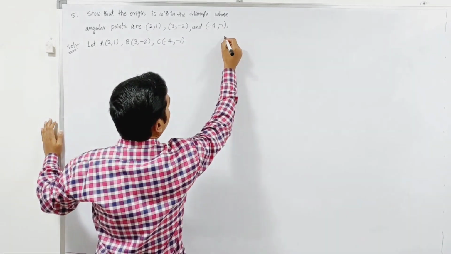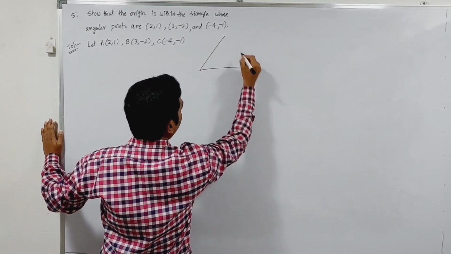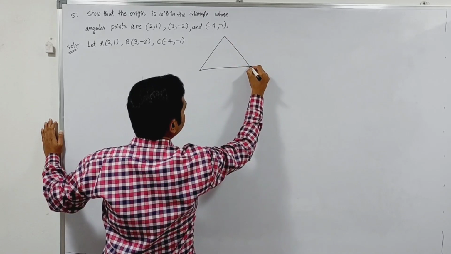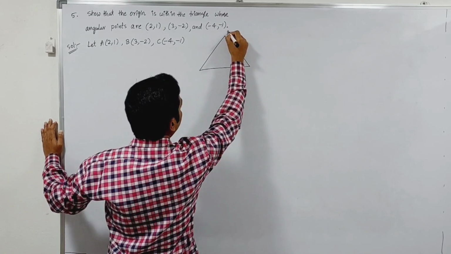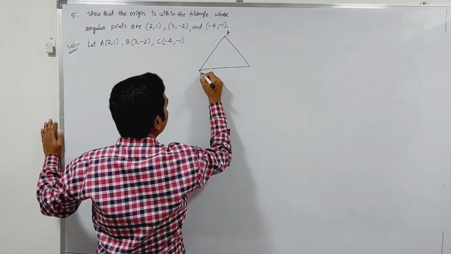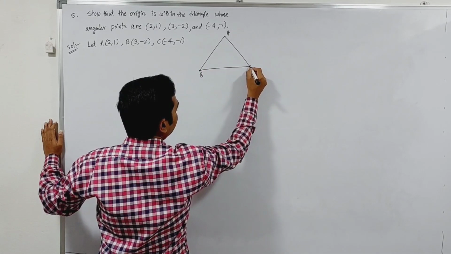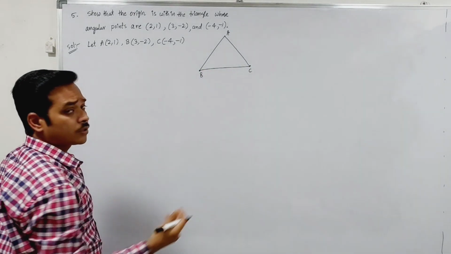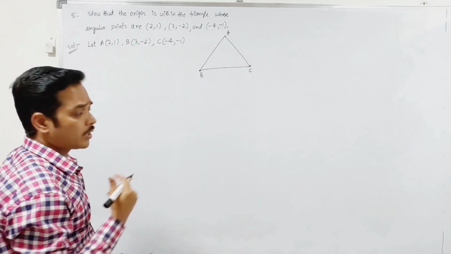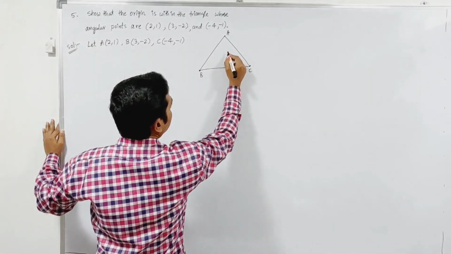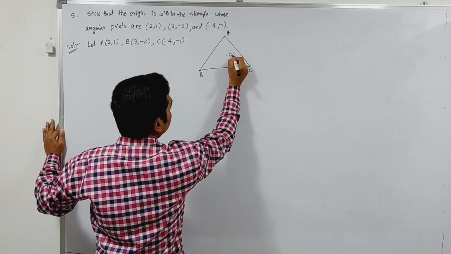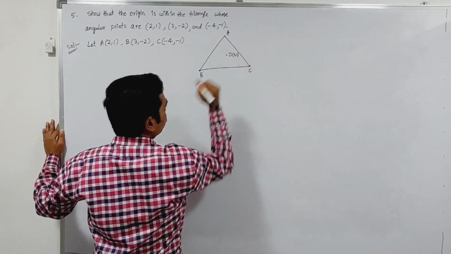For example, this is triangle ABC. This is the vertex A, this is vertex B and this one is vertex C. In this problem, we have to show that the origin is within the triangle. For example, origin O (0, 0) lies here.